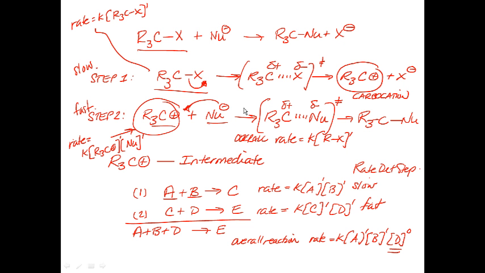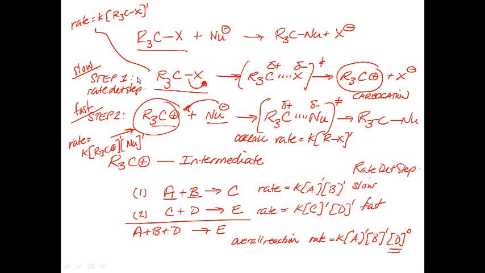Because one molecule of carbocation reacts with one molecule of nucleophile. So in this case, if step 2 was the rate determining step, the concentration of the nucleophile would show up in the overall rate equation. The fact that it doesn't is how we determine that step 1 is the slow step and step 2 is the fast step. So step 1 here is our rate determining step.